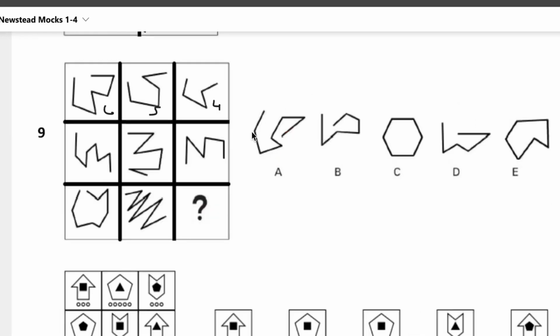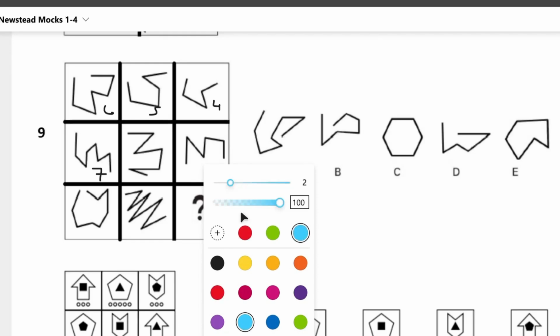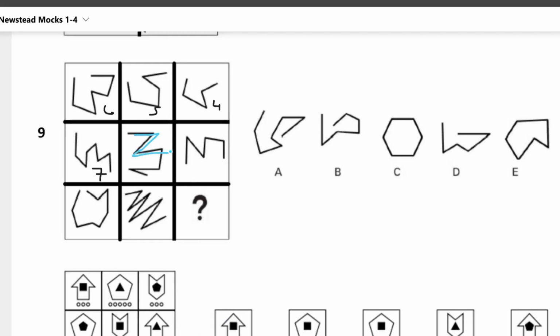For here, I'm just counting each one. How many sides do we have? We have 6, 5, and 4. We have 1, 2, 3, 4, 5, 6, 7. Over here, let's do this in a different color so you can see. We have 1, 2, 3, 4, 5, 6. We have 1, 2, 3, 4, 5, 6, 7, then 6, 5.